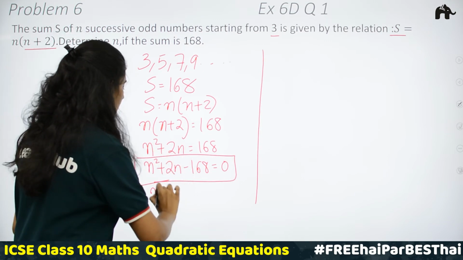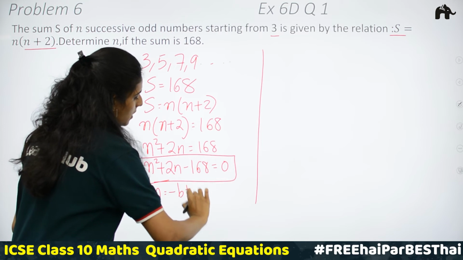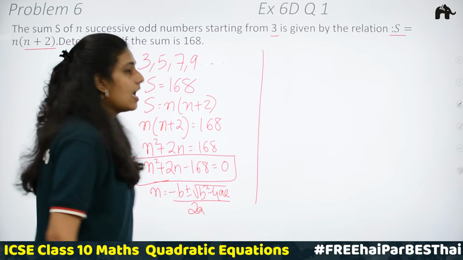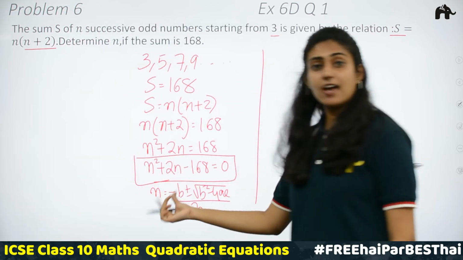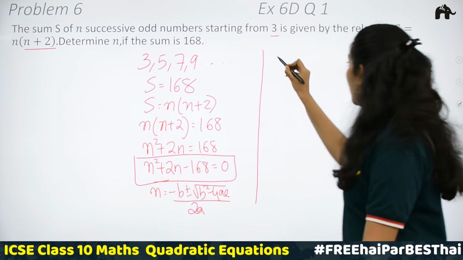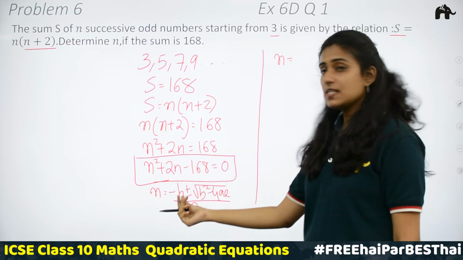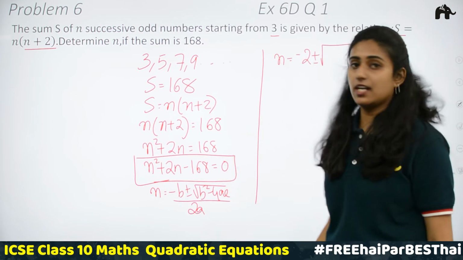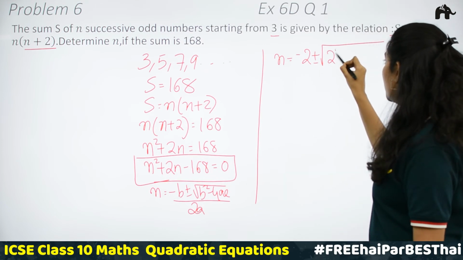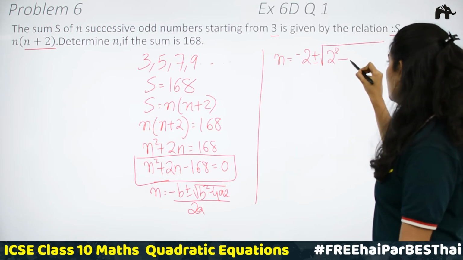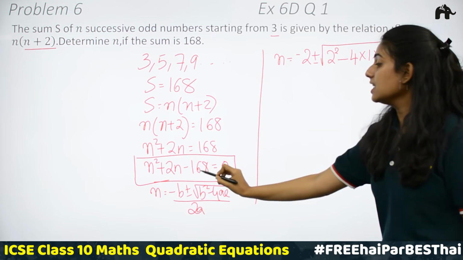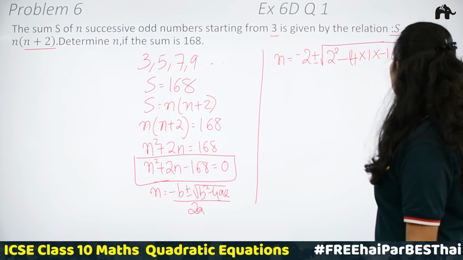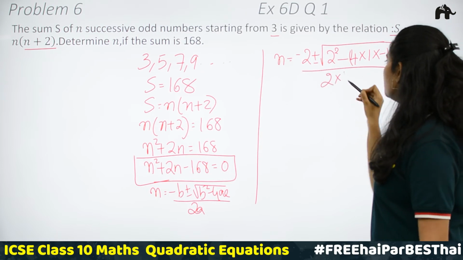I am using the formula n is equal to minus b plus or minus root of b square minus 4ac, divided by 2a. Here I cannot use x because we are finding the value of n. Therefore, I have put n here. N is equal to, substitute the values. What is b? b is 2. Minus 2 plus or minus root of b square, b square is 2 square, minus 4ac. 4 into 1 into c is minus 168. Minus 168, divided by 2a, 2 into 1.